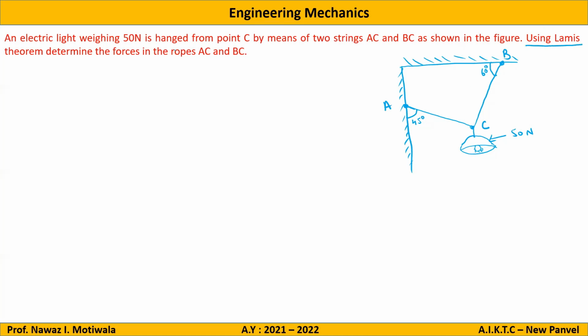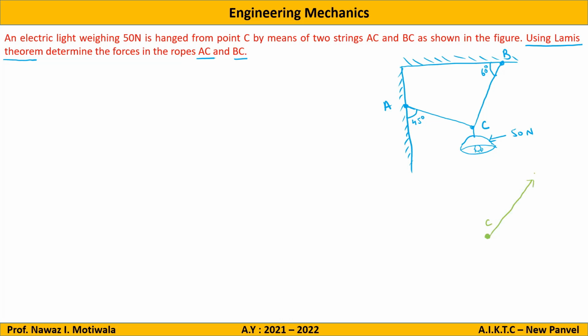Using Lami's theorem, already they have told you to use Lami's theorem, determine the forces in ropes AC and BC. So again, just by observation, what can you tell about which point is having three forces? C. Yes, point C. So I will make point C as my point of concern. So this is point C. So I will make the forces like this.